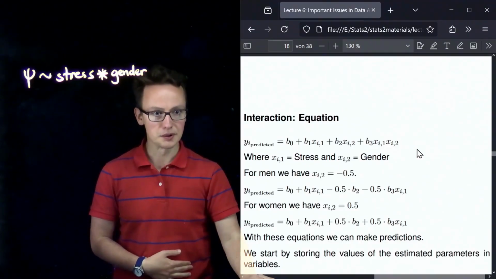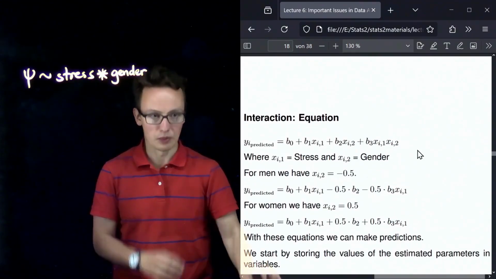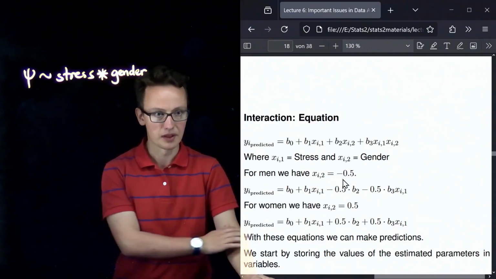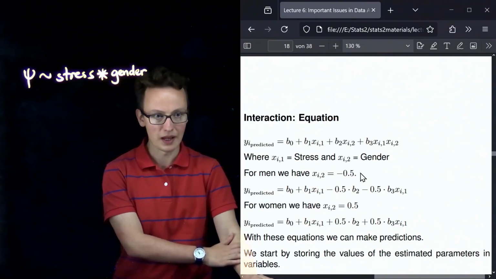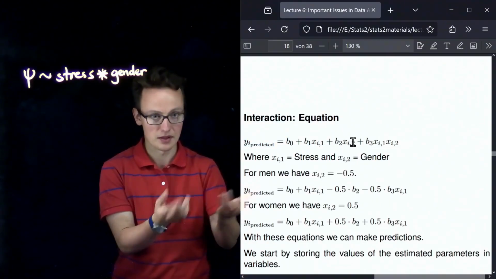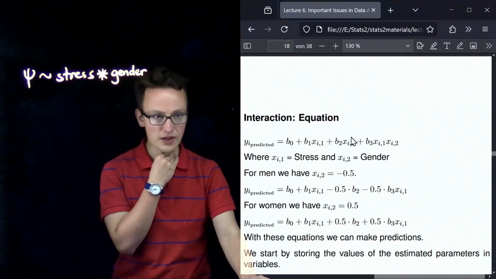Okay, and we do this by plugging the predictor values into this equation. So we could, for example, take this minus 0.5 for men, and we could plug it into where we have the placeholder xi2, because that's always the value for the gender.